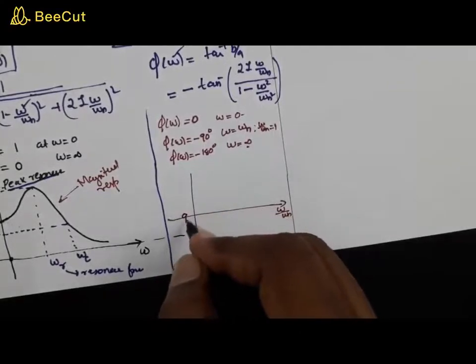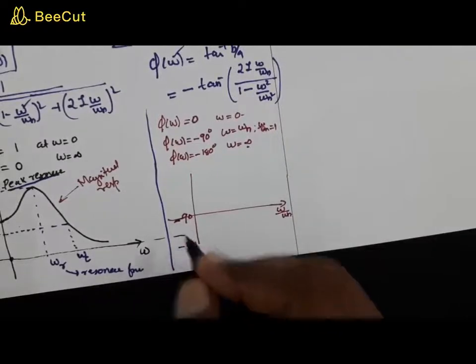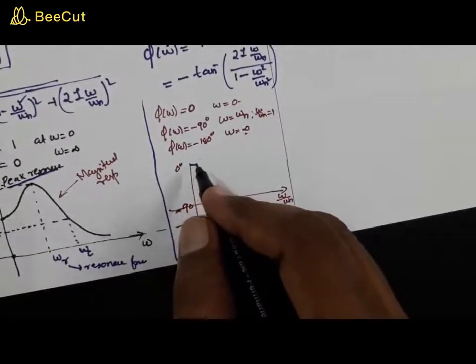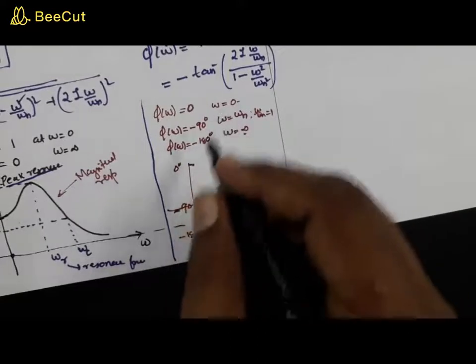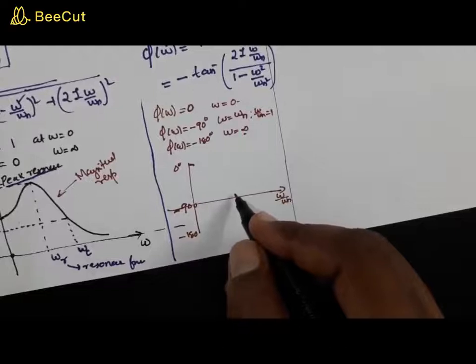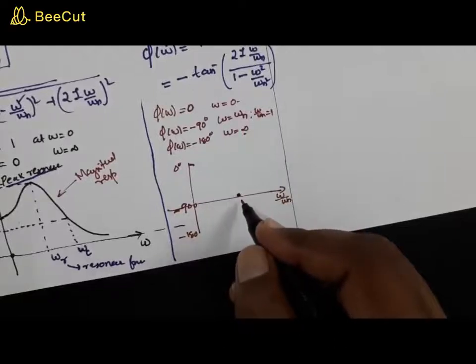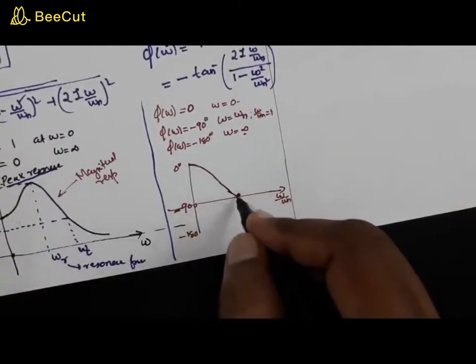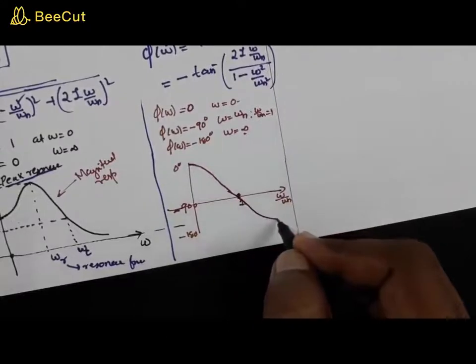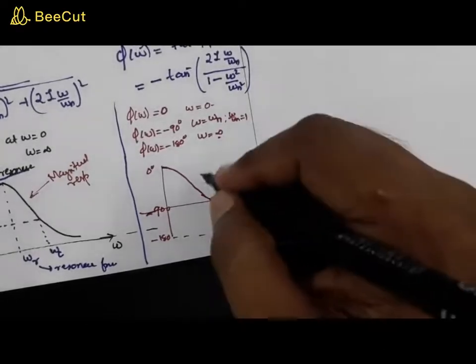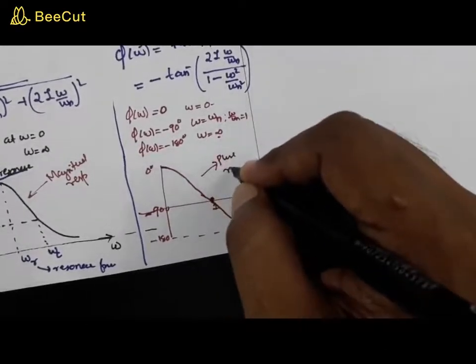Assume that this is minus 90 degrees, this is minus 180 degrees, and this one is 0 degrees. You can see that the graph starts with phi of omega equal to 0 at omega equal to 0. As this reaches 1, the graph touches minus 90 degrees, and it goes on to minus 180 at infinity. This is how it looks. This is called the phase response of the system.